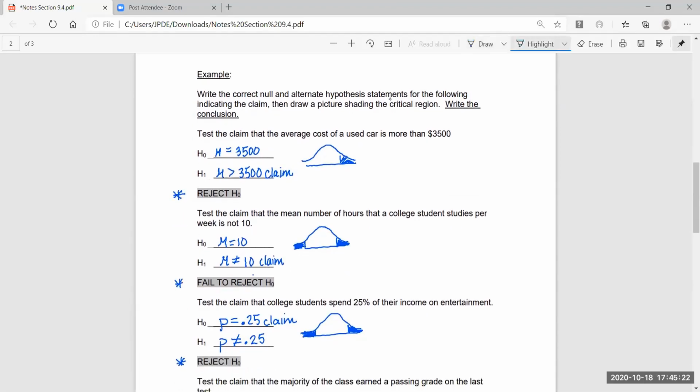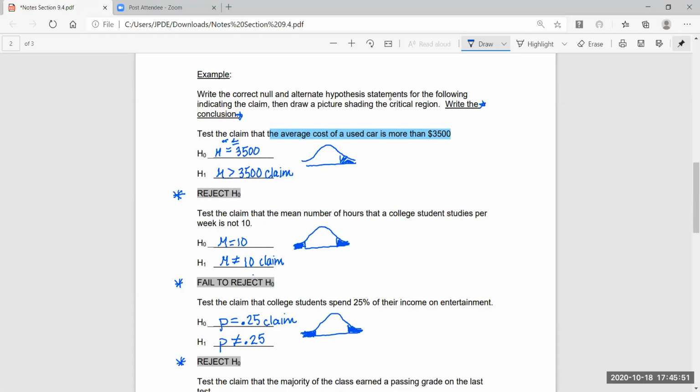When we look at these, remember, this one said test the claim that the average cost of a used car is more than $3,500. And when we set this up, we have the more than $3,500. And then you can either have an equals here, or you might have had less than or equal to here. Either of those are okay. So we want to write the conclusion. This is our new part, right?